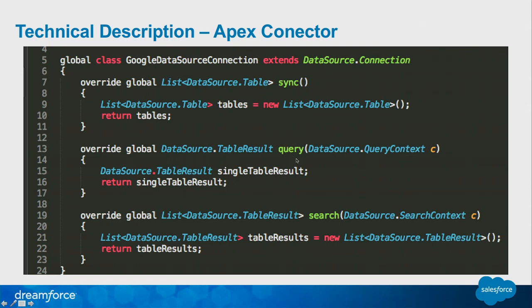Secondly, we have the query that will allow us to retrieve the data that we will show in the list view. And finally, we have the search method that is for global searches. In the case that we have more than one external object, with this method, with the search, we will be able to retrieve all the information in just one call.